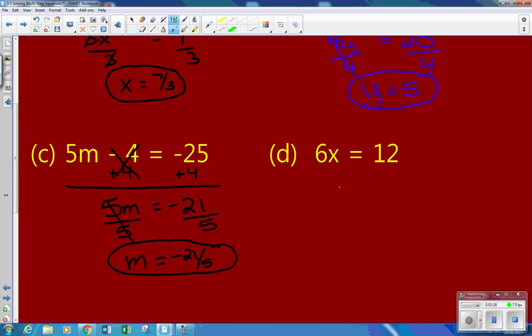It's just 6 times x. The opposite of times is divide. So I want to divide both sides by 6 just to get this canceled and get the x by itself. X equals 12 divided by 6, which is 2. Our one-step equation is x equals 2.